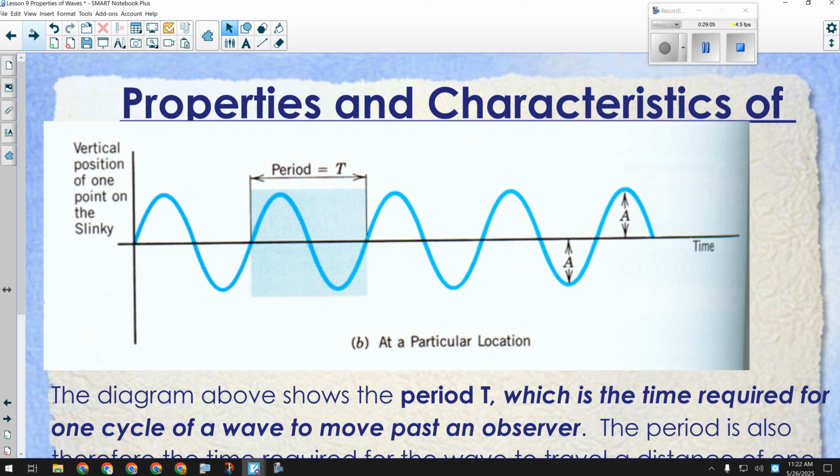This is just the same thing we talked about. Period is still the time for one complete wave to pass by you. Frequency is the number of waves that go by every second. Period and frequency of a wave can never change once the wave is produced.